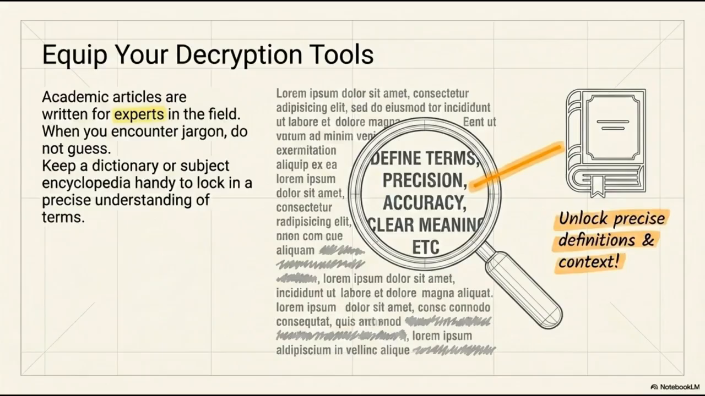Academic articles are written for experts in the field, so keep a dictionary or a subject encyclopedia handy when you need a better understanding of a term. These articles are sure to have jargon that you may not have encountered before. As a side note, it's good to keep a list of those terms, as they may help you with searching for more articles later on.